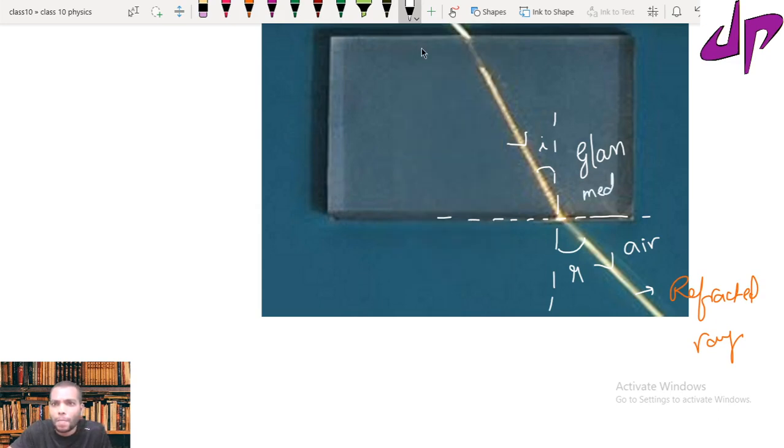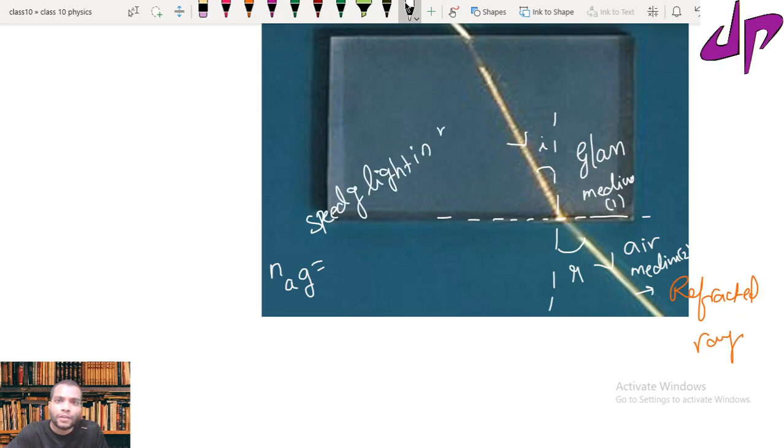medium 1 and the air is my medium 2. Now if I write refractive index, this time I will write refractive index of air with respect to glass. Refractive index of air with respect to glass. Now I can divide speed of light in medium 1 upon speed of light in medium 2.